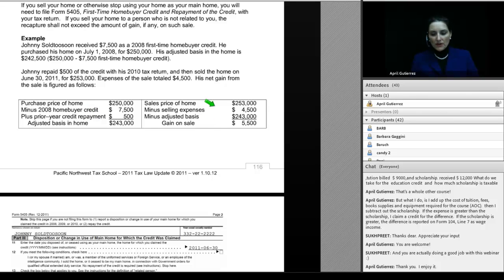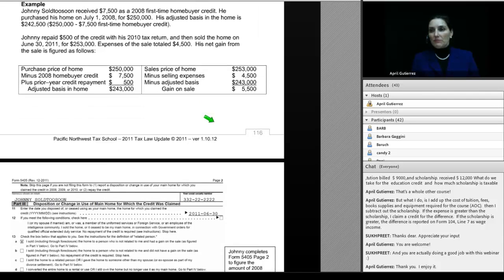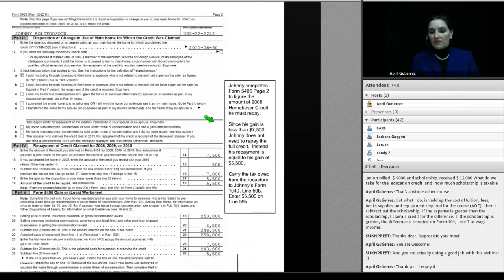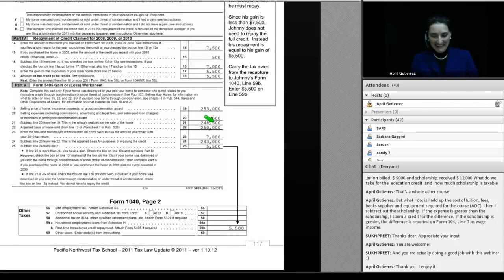We then go to the selling price of the home, subtract out the expenses from the sale to get the adjusted basis and the gain on the sale. And we end up with a gain of $5,500, and where do we put that on the tax return? Well, we put it as tax on line 59B right here.